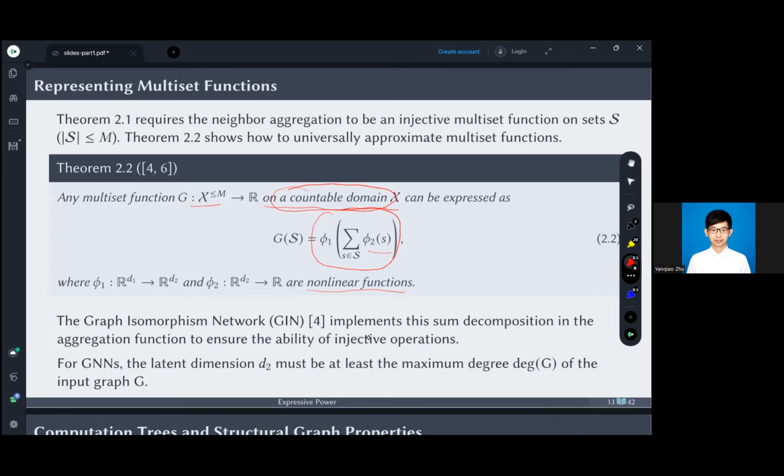One implication of this is that for a graph neural network model, the latent dimension D2, which is the size of the inner representations, must be at least the maximum degree of the graph. That means you have to have a latent dimension that is larger than or equal to the maximum size of the neighborhood set. Okay, so this is the so-called graph isomorphism network, GIN.